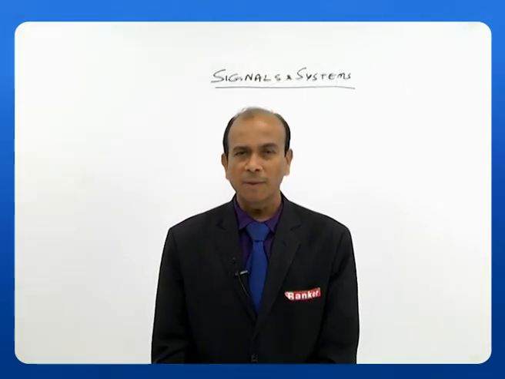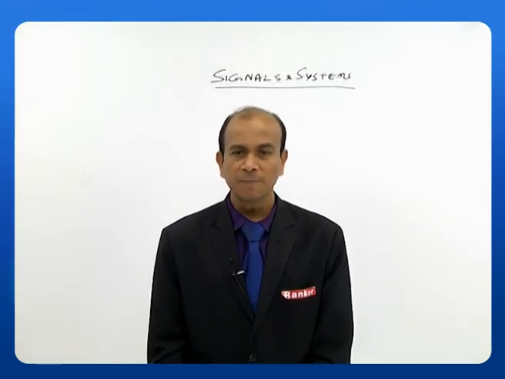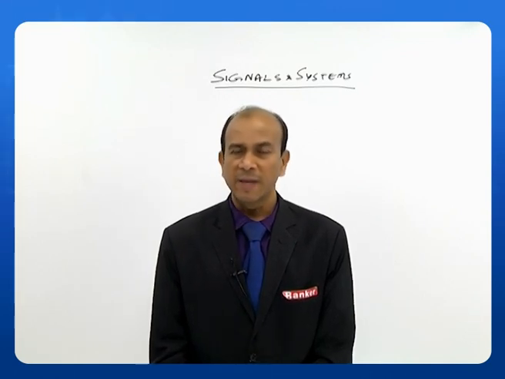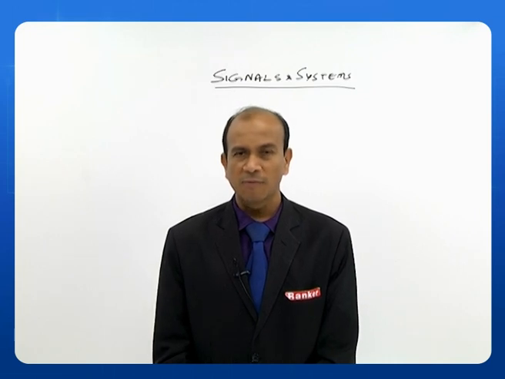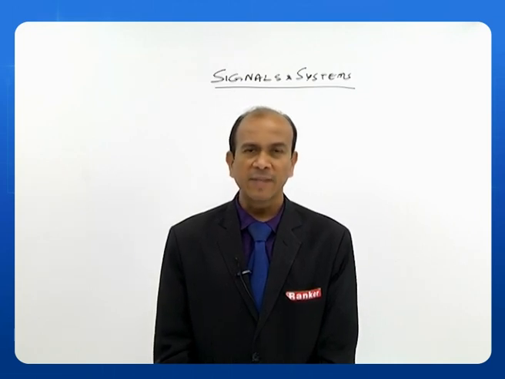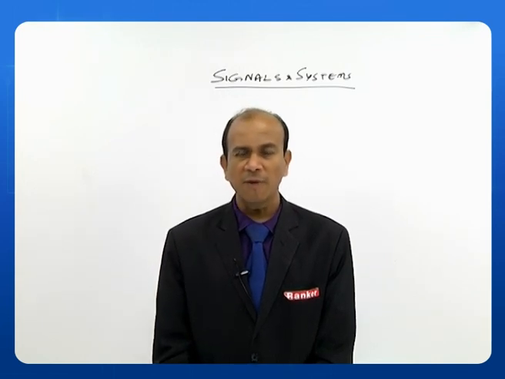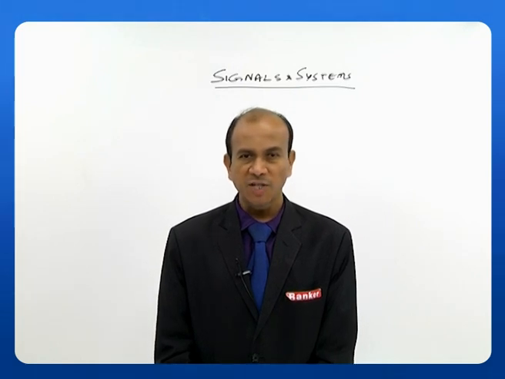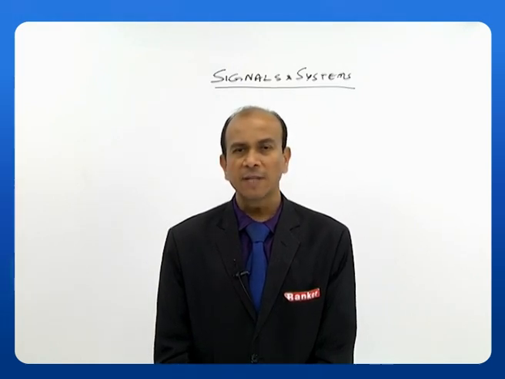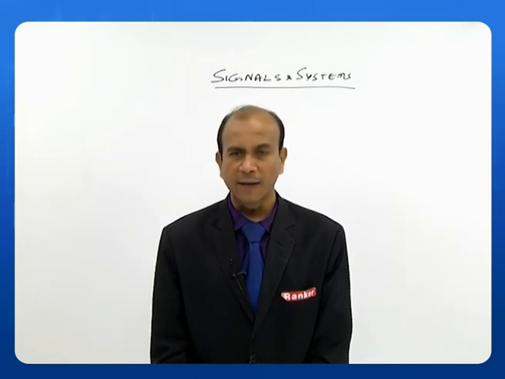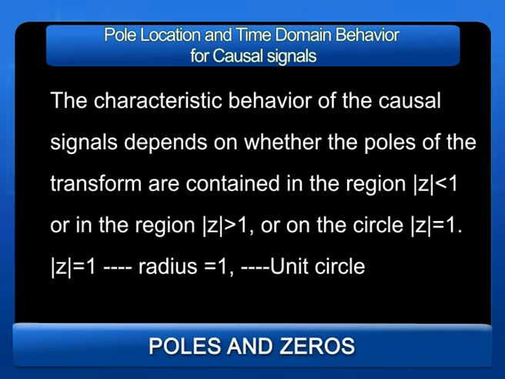So let's talk about the significance of pole location and how poles influence the time domain signals. How do they influence the time domain behavior of a causal signal? That means we try to understand the significance of the pole position. The pole position tells us how your signal will behave in the time domain. So let us look at that clearly now, starting with the first point.